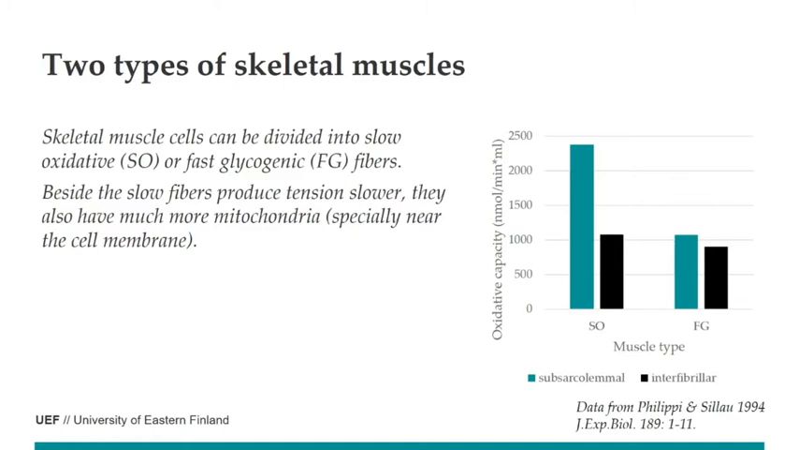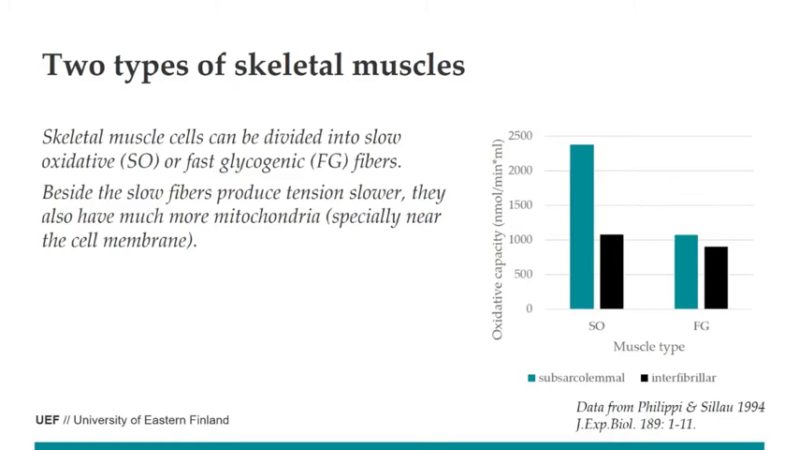In this quite old study made in rat skeletal muscles, the mitochondria in these slow oxidative (SO) fibers are more near the cell membrane, in the subsarcolemmal space, at the surface. There are about two times more of these mitochondria than in the fast glycolytic fibers. In the center of these cells, there's not such a huge difference between the two fiber types.